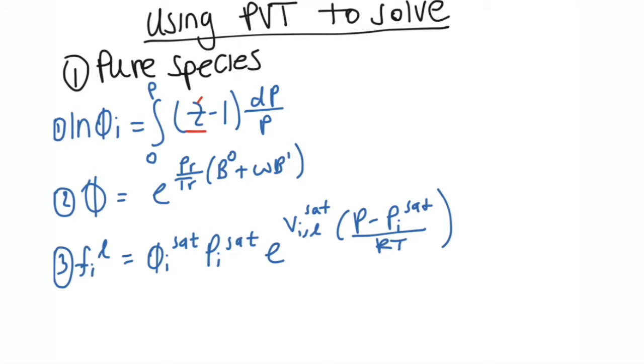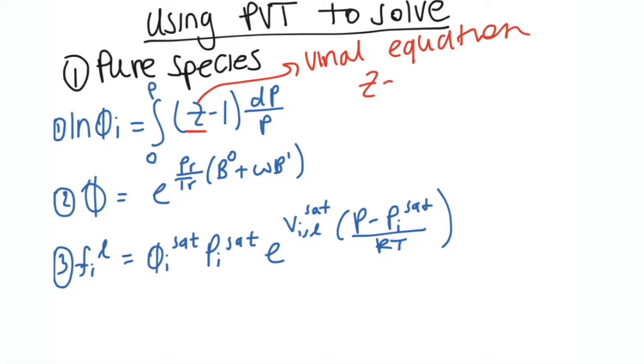So I'll write here, virial equation, which is Z is equal to 1, or maybe I'll write that in blue because it is an equation. So Z is equal to 1 plus BP over RT, okay? And this B here, this is a constant.